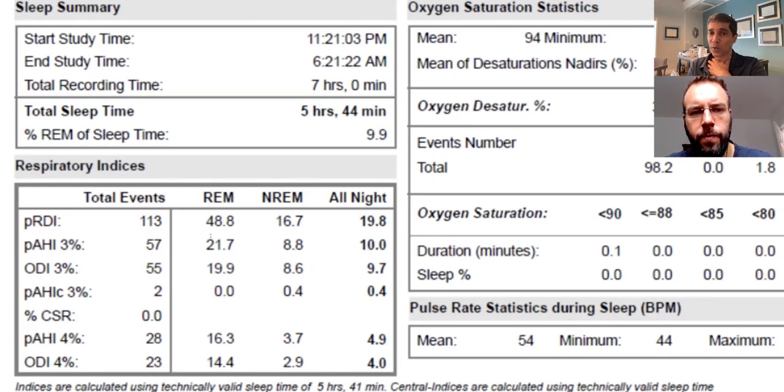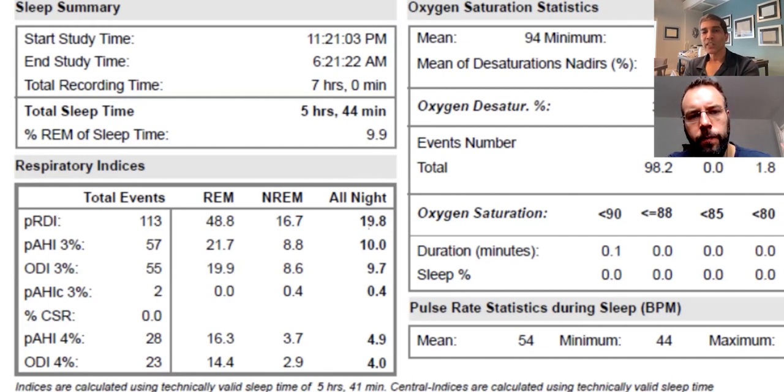In REM sleep is 21.7. This makes sense. This person is worse in REM sleep, right? As at least it makes more sense. And the RDI, so basically using a WatchPAT, what's the respiratory disturbance index, meaning including arousals, is 19.8.